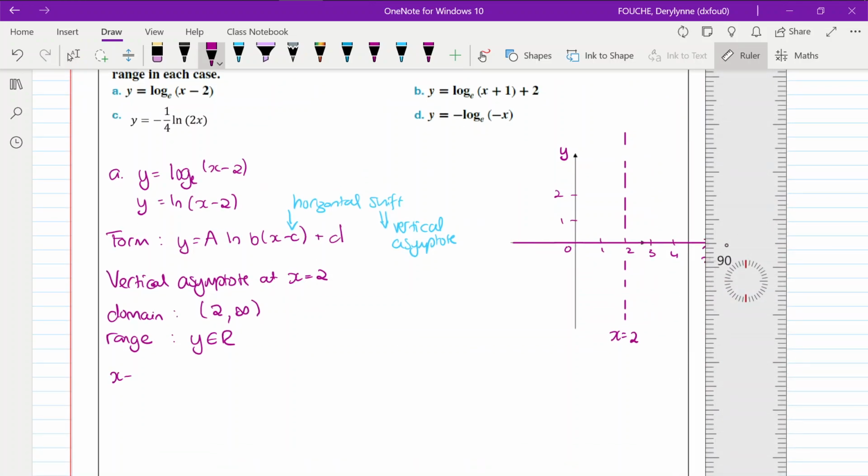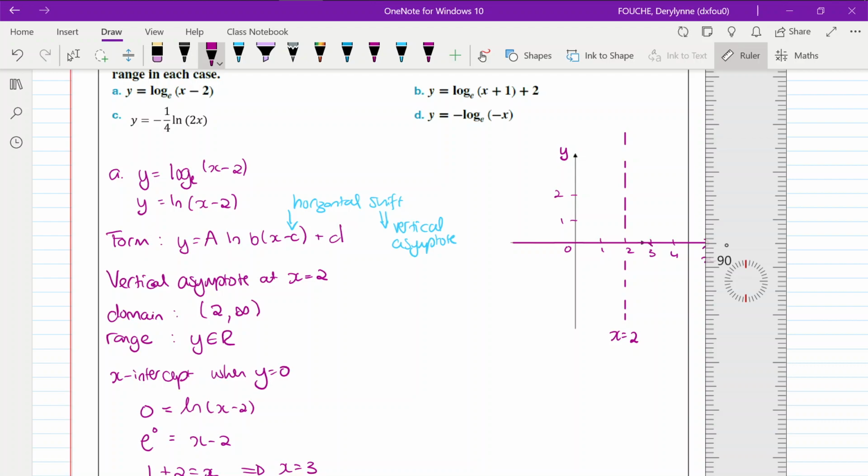So our x-intercept happens when y equals 0, so we have 0 is equal to ln of x take 2. Now remember, ln is log base e, so e to the 0 is x take 2. I'm rewriting that into exponential form, and e to the 0 is always 1. So 1 plus 2 is equal to x. X equals 3. So my x-intercept will be at 3 and 0.